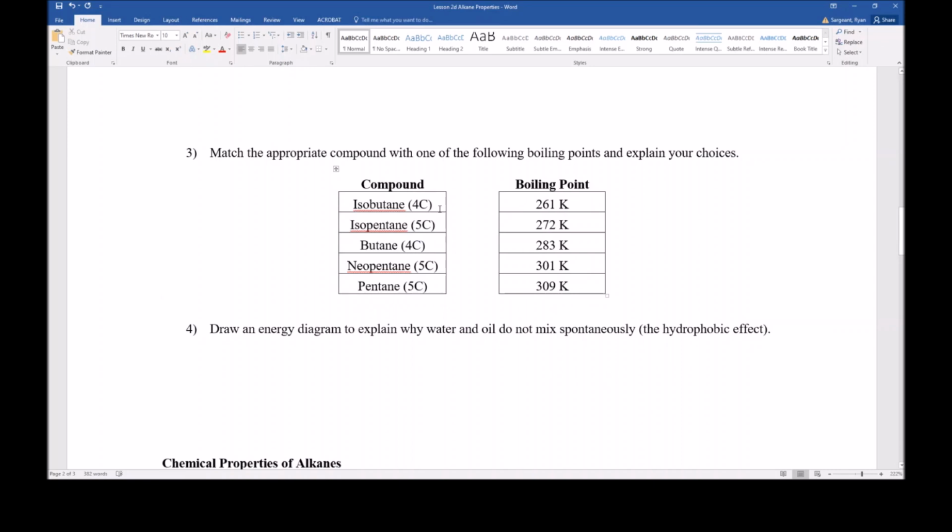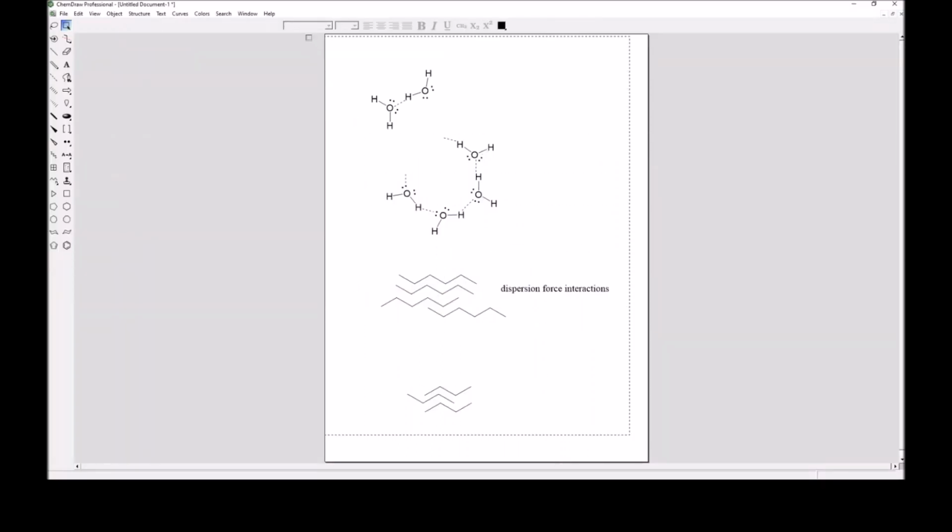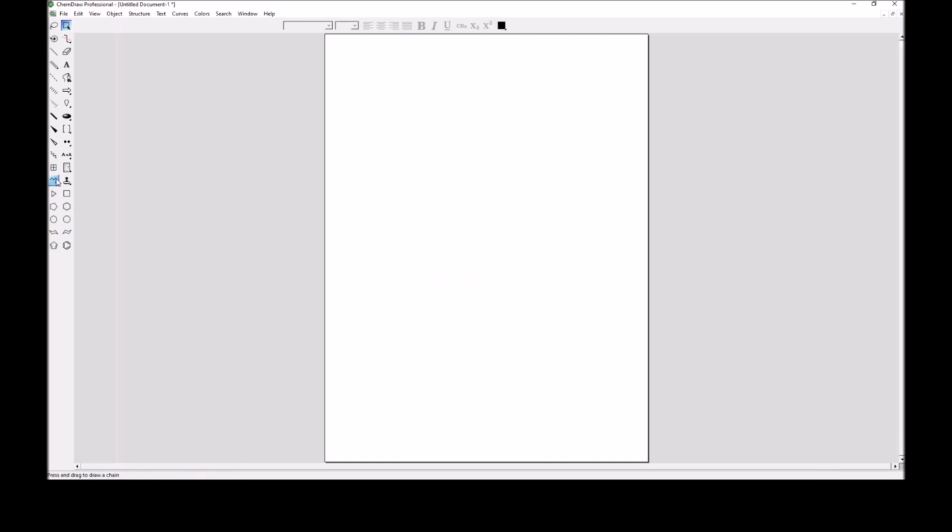Okay, so the most important factor is the number of carbons. So I have 2 4-carbon compounds and 3 5-carbon compounds. So these 2 4-carbon compounds are going to have the 2 lowest boiling points, and the 3 5-carbon compounds are going to have the highest boiling points. So let me draw isobutane and butane and think about which of those 2 would have the lowest boiling point. So let's draw butane, and then I'm going to draw isobutane. If you remember, isobutane has a systematic name of 2-methylpropane. It's one of the common names that you need to know.